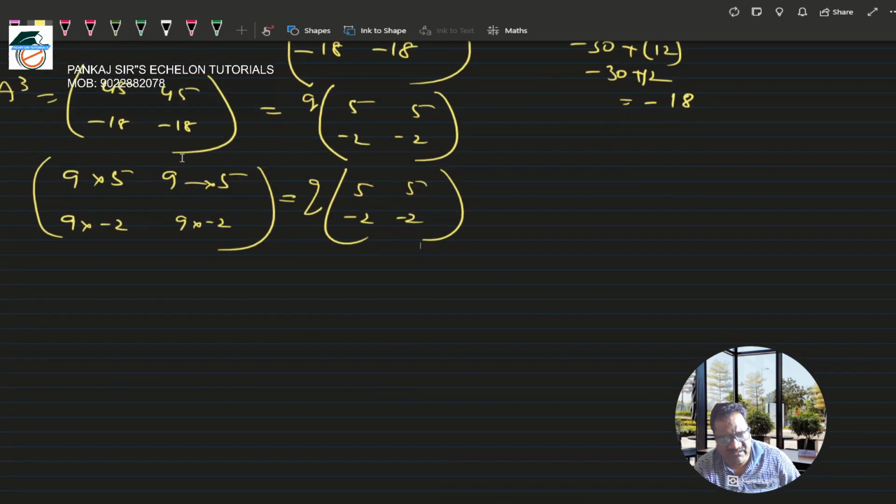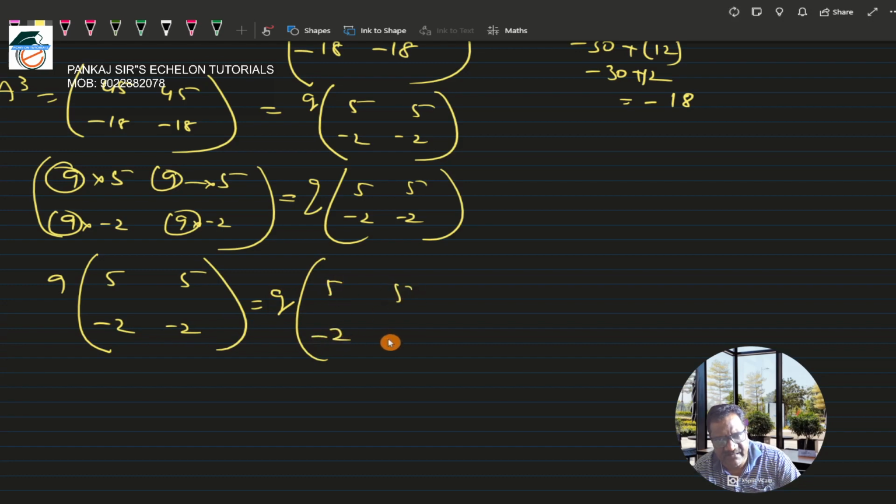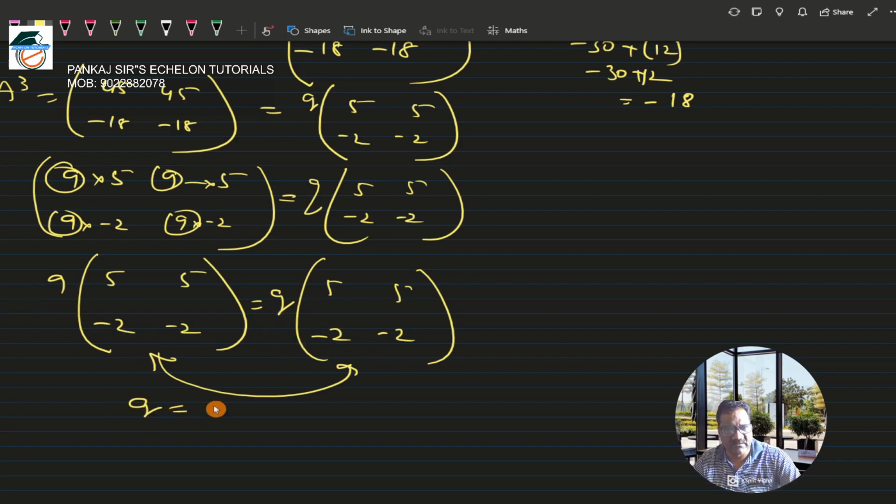Now what I will do is from the left hand side matrix, I will take this 9 common in all the terms and bring it out. I'll be left with 5, 5, minus 2, minus 2. Here q is outside and there's a 5, 5, minus 2, minus 2. Now you can see these two matrices are identical. So this q has to be equal to 9. So the answer for the 50th one is q is equal to 9.